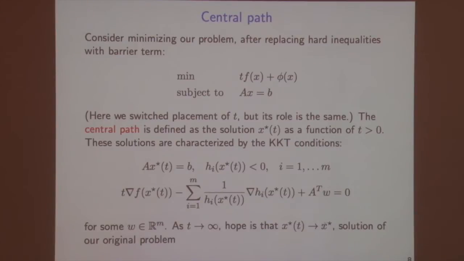And as t approaches infinity, our hope is that x star of t approaches x star, which is the solution to our original problem. All right, we don't actually have any proof of that yet. It's just kind of an intuitive hope. It seems like it should make sense. As t gets bigger, you can think about having the 1 over t in front of the phi of t. That's approaching the indicator function, so the solution to this problem should approach the solution to the constrained problem. That seems like it should definitely be true.